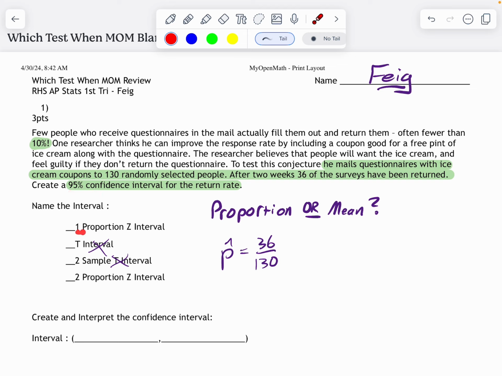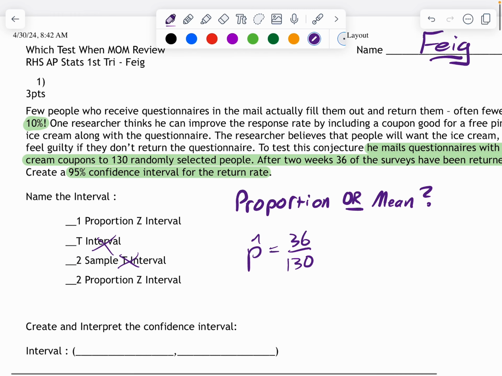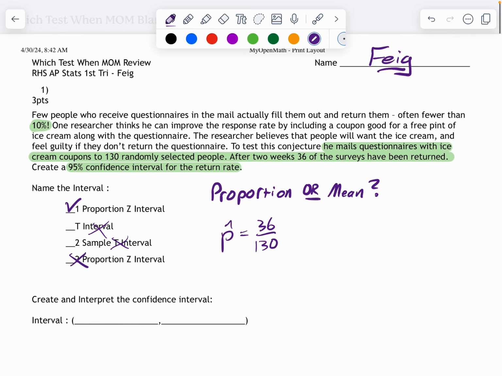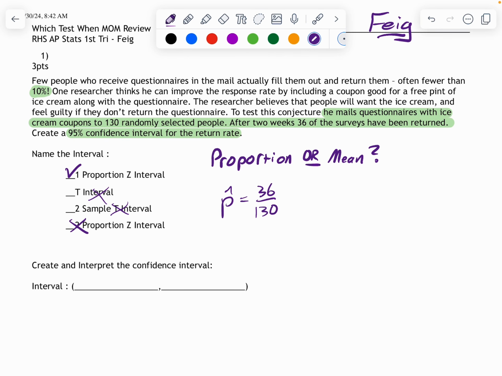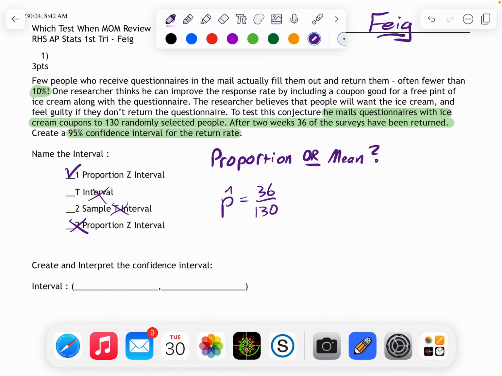So, is this a single sample or a double sample? It all came from one large group, not two groups. Just one sample, size was 130. So we're going to just run it on the calculator, okay?